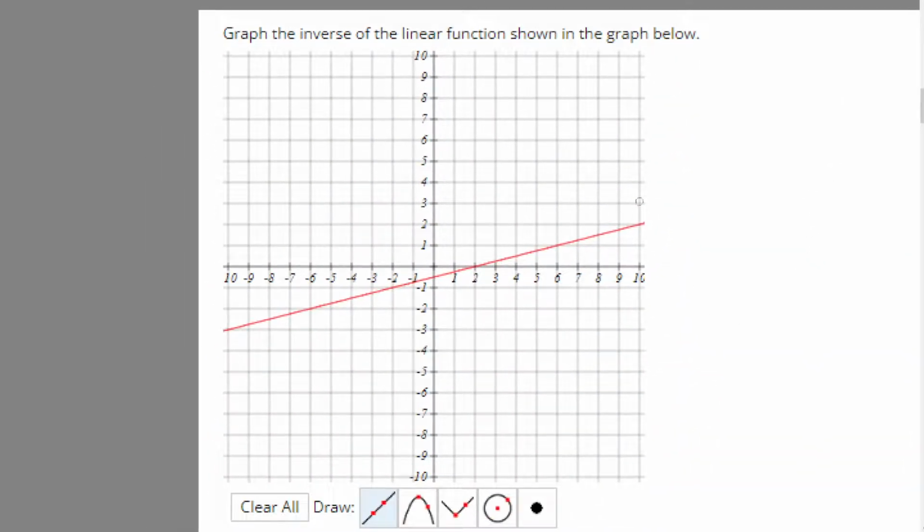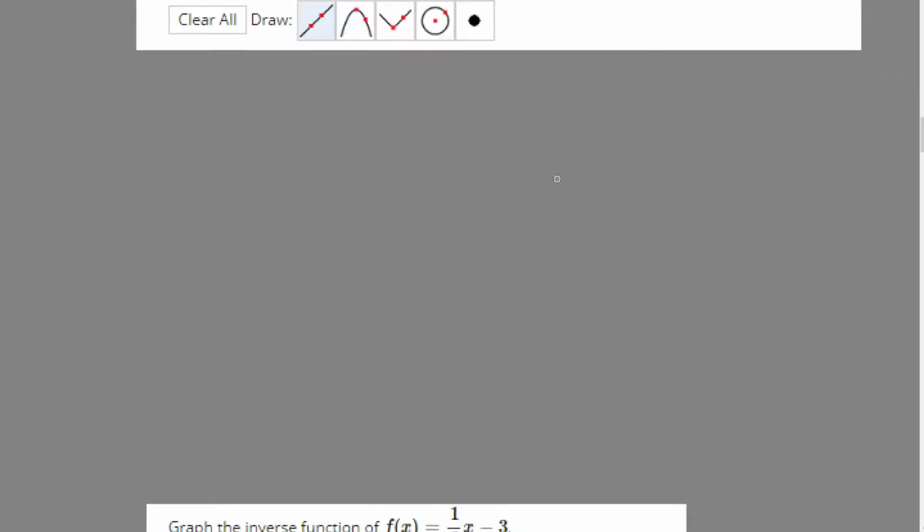Graph the inverse of the linear function shown in the graph below. Now I'm going to do the method that I typically do. It has an x-intercept of 2, so our y-intercept is going to be 2. And it has a y-intercept of negative 0.5, so it's going to have an x-intercept of negative 0.5. And then that will make your graph for you in Lumen.